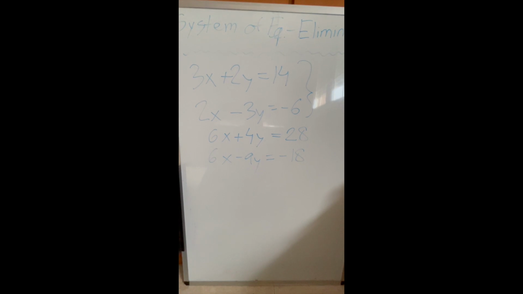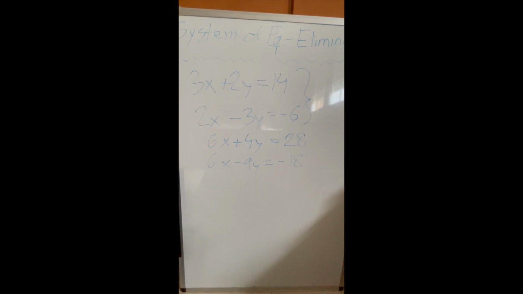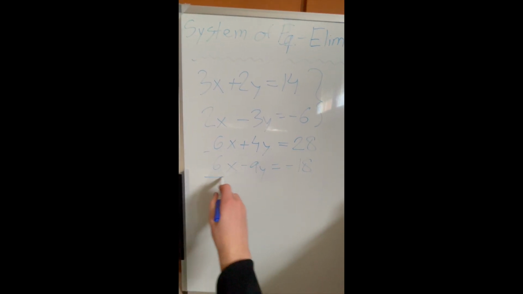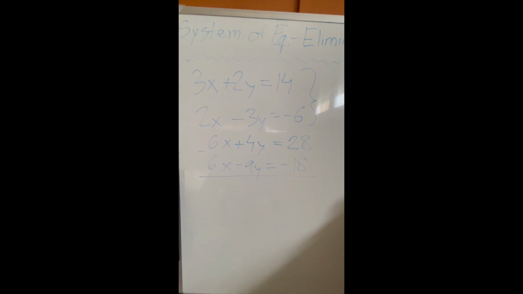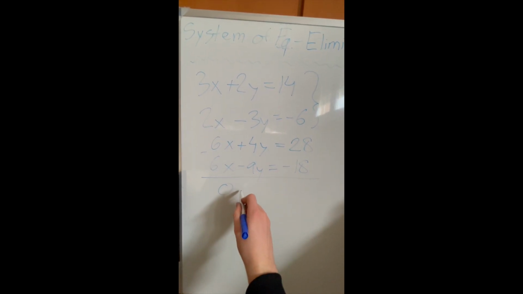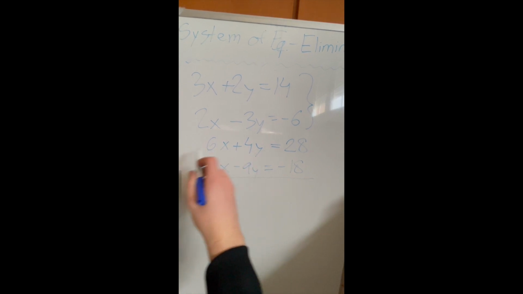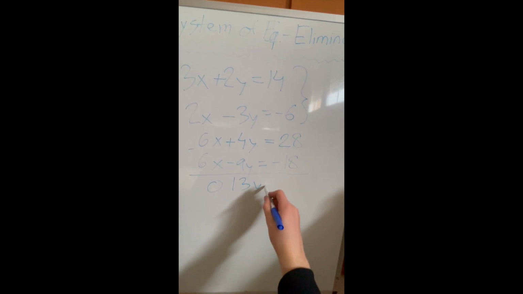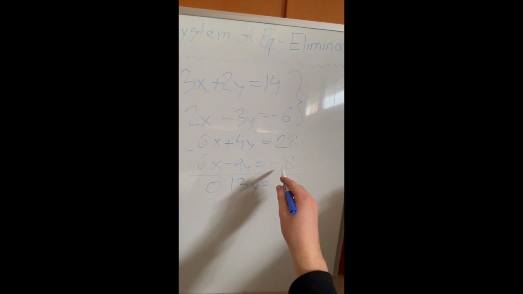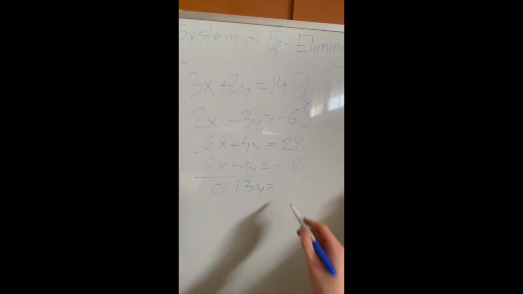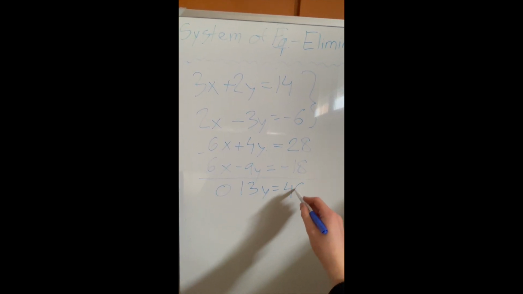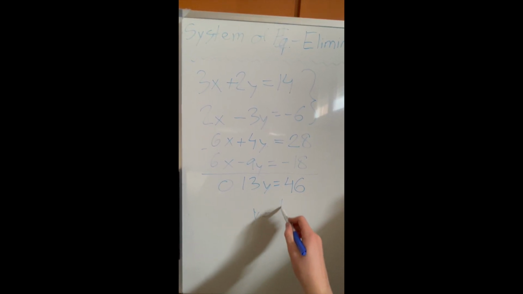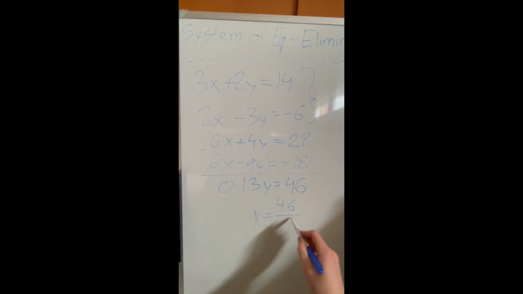Now that we have both of our equations, we can choose either to add or to subtract. In this case, the most logical thing to do would be to subtract in order to get rid of the 6x. 0, 4y minus, so plus 9y, 13y is equal to 28 minus, so plus 28 plus 18, which is 46. Now, all we have to do is y is equal to 46 over 13.